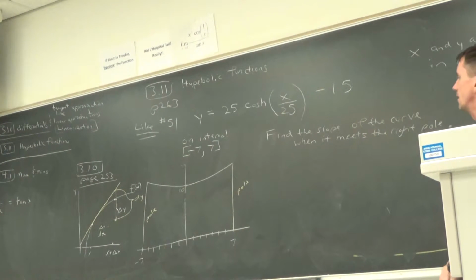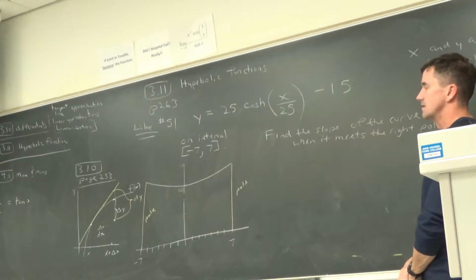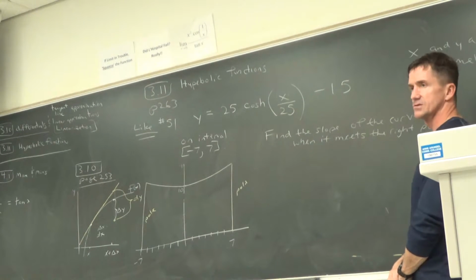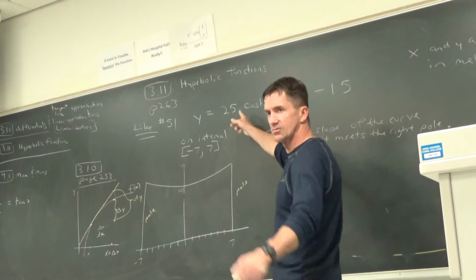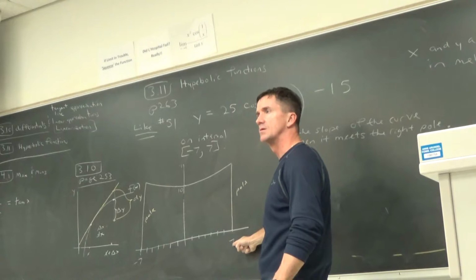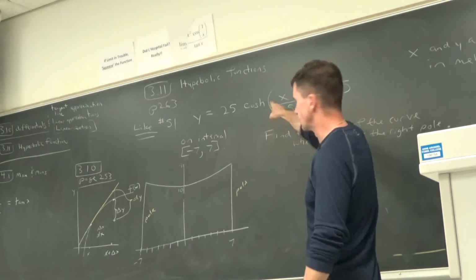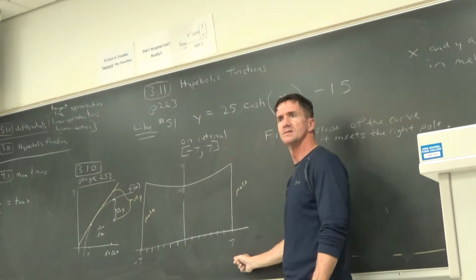How do we find the slope of tangent lines in calculus? Take the derivative of the original function. So to answer this question, we're going to take the derivative of this function and then substitute what value? 7. Good problem solvers. Take the derivative of this, plug in 7.